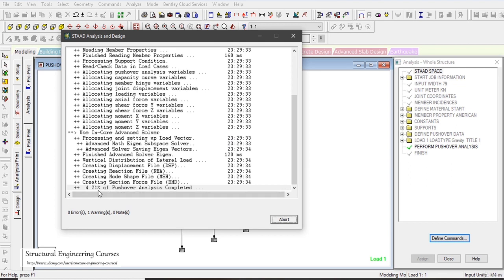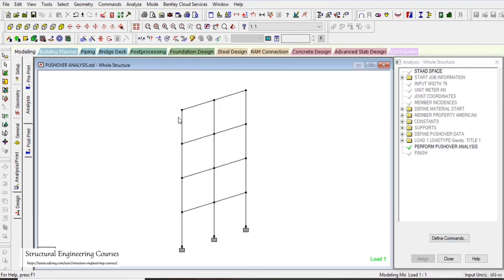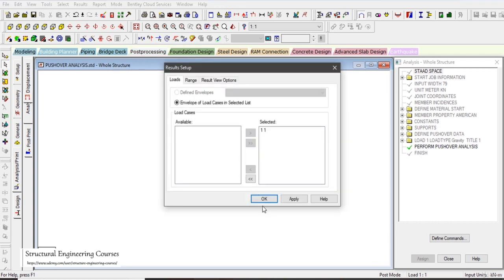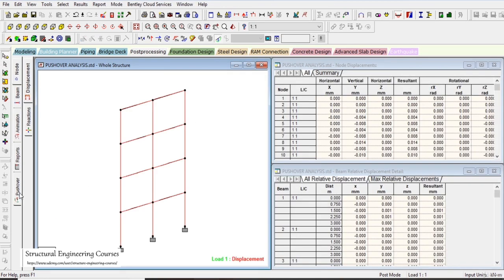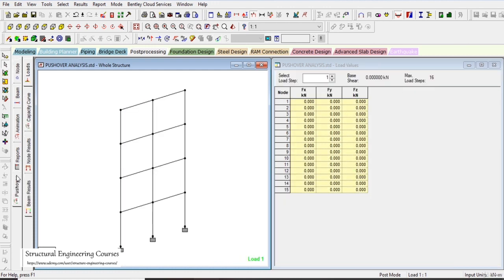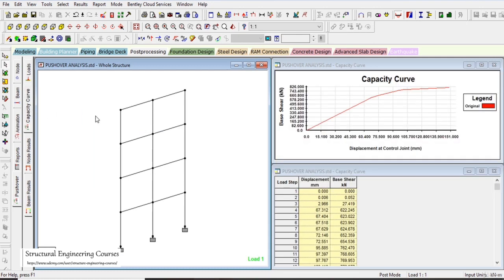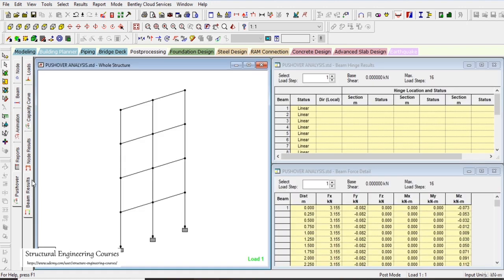So here we can see that the pushover analysis is being performed. And we can go to done here. After that we can go to the post processing mode. Here we can see that there is a new option called pushover. Under the pushover there are again 4 options. That is, we can check the loads, the capacity curve that has been generated like this, node results, and beam results. So first of all we can check the beam results here.